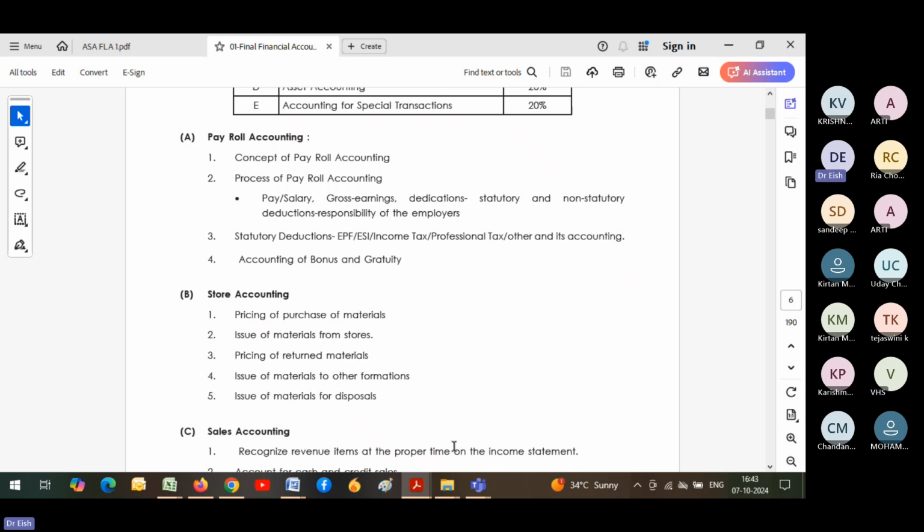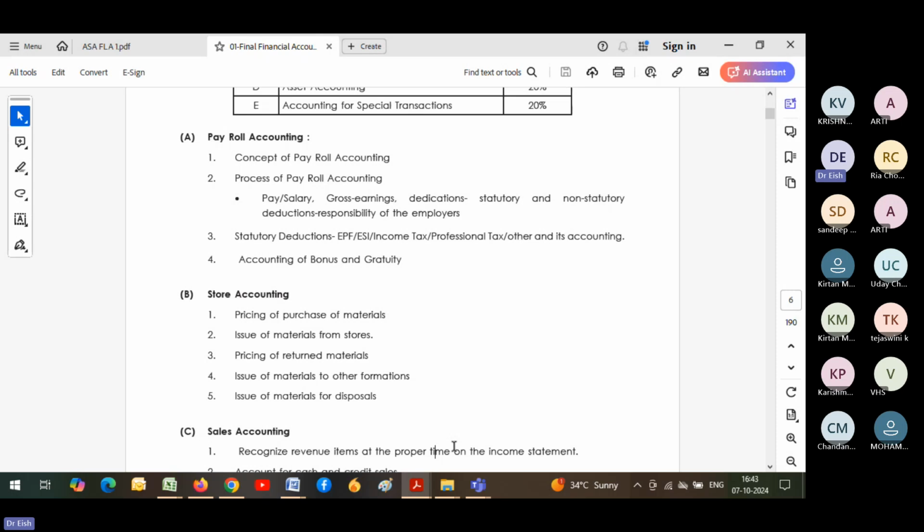Okay, accounting of bonus, that is the Payment of Bonus Act, and accounting of gratuity, the Payment of Gratuity Act. Gratuity is a statutory payment which is made by the employer once he has more than 20 employees in the payroll. If he has more than 20 employees, the gratuity is payable. In case he does not, or he has contract employees, the gratuity is not liable to be paid.